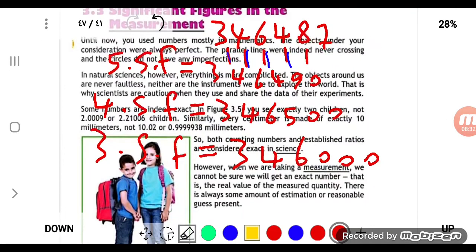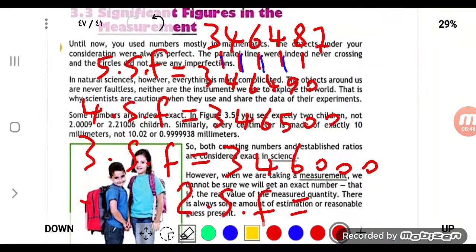Now, what about if I want to write the number correct to 2 significant figures? What will it become? In this case, I count till digit number 2. So 3, 4, and that's it. But remember, 4 should be 5 because the number after it is greater than 5. So 3, 5, and the rest are zeros. 3, 5, 0, 0, 0, 0. 4 zeros. This is correct to 2 significant figures.